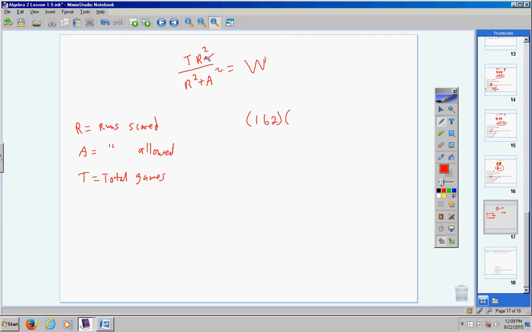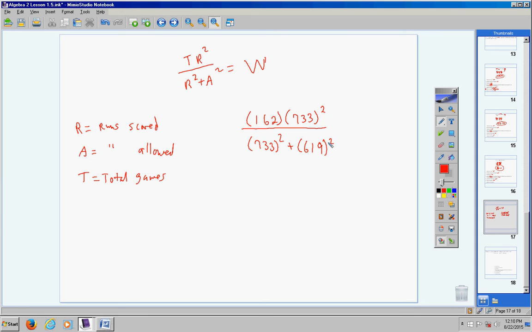R squared, R is the number of runs you scored. And if you look at part B, it says in 1990 they scored 733 runs. So 733 squared all over 733 squared plus runs allowed. Well, letter B says they allowed 162 games. No, they allowed 619 runs. Sorry about that. 619 runs. Now let me grab my handy dandy calculator.